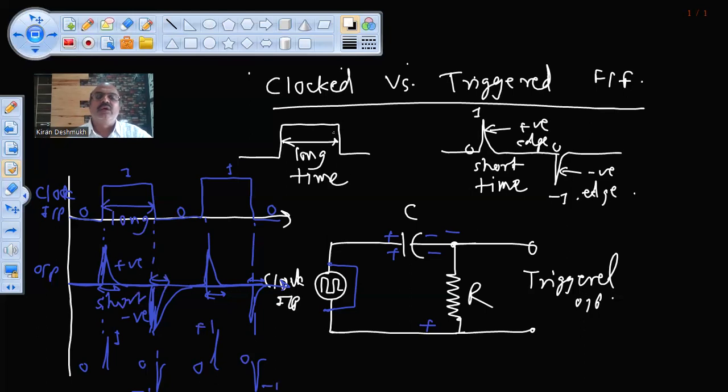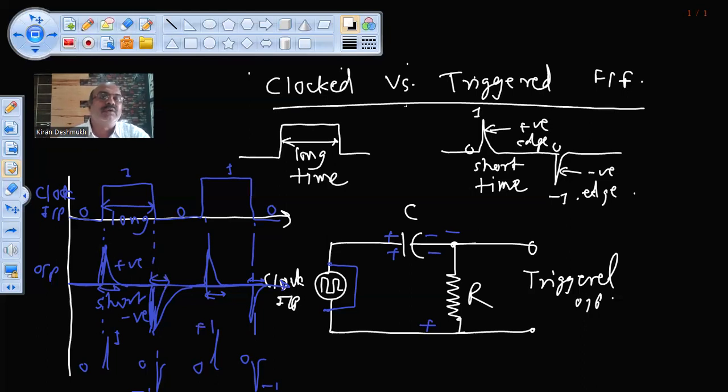Now, instead of using a clocked JK flip-flop, if I use a triggered JK flip-flop, then what will happen? The trigger will be of very short duration. It will allow only one toggling. Only once it will toggle. Q will change from 0 to 1 or 1 to 0, and Q bar will change from 0 to 1 and 1 to 0. Only once. So for every trigger, I will change the state of the flip-flop. It will get triggered and toggle. It will not toggle continuously. Whenever I apply a trigger, only then it will toggle.